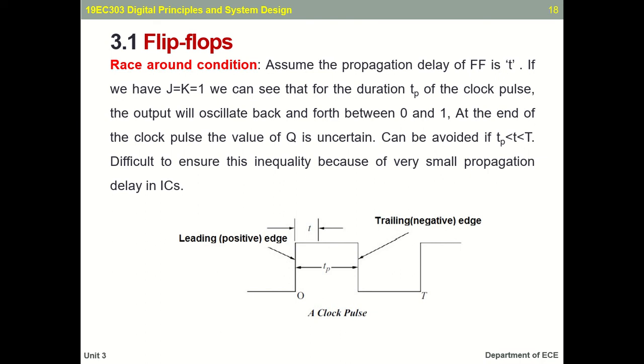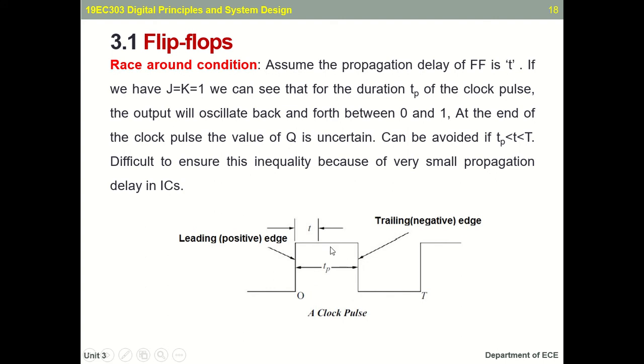So race around condition: assume the propagation delay of the flip-flop is T. If we have J and K equal to 1, we can see that the duration of the clock pulse is TP. The output will oscillate back and forth between 0 and 1. At the end of the clock pulse, the Q is uncertain. So if the clock pulses keep on changing, we can't predict what the output will be. That condition is called your toggling condition.